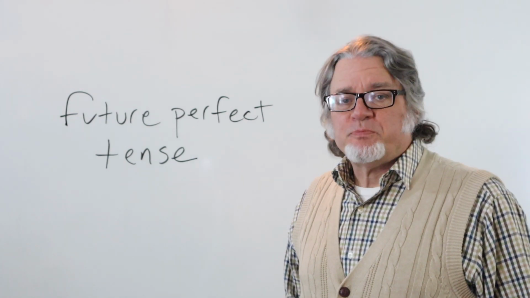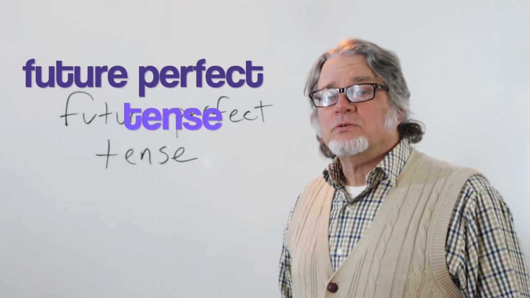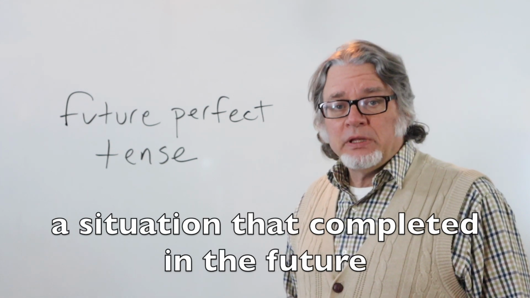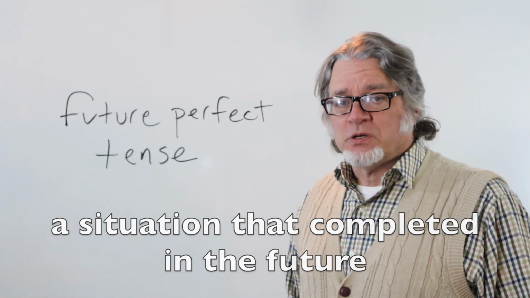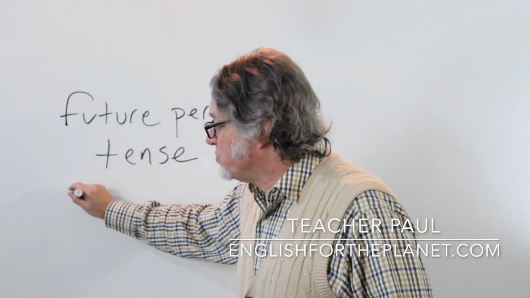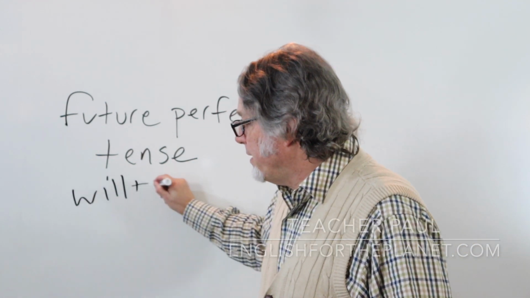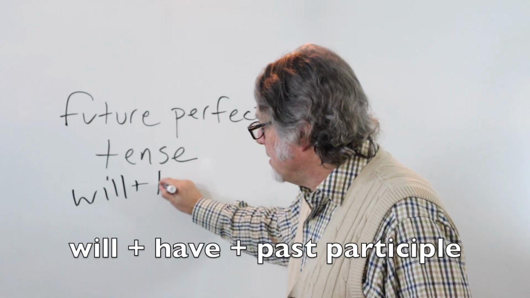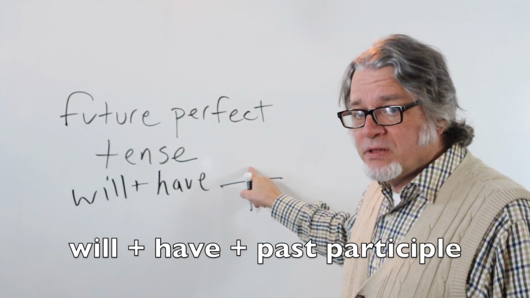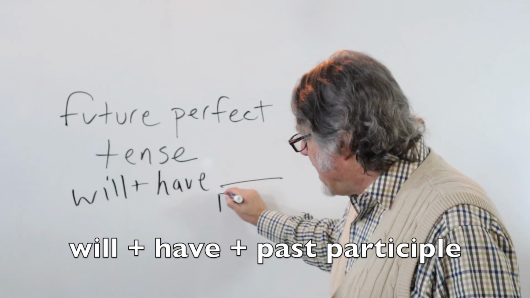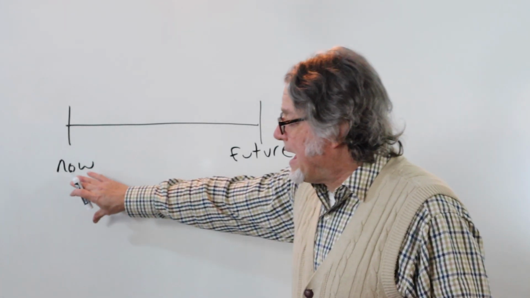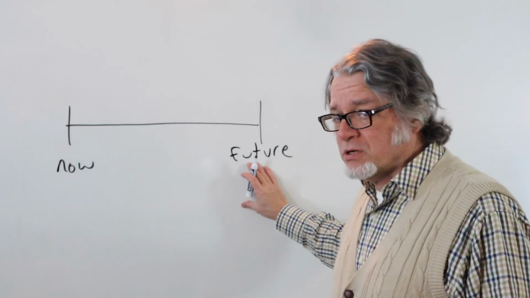Use the future perfect tense to talk about a situation that is completed in the future. To form the future perfect tense, use will and then have, and the main verb is in the form of a past participle.